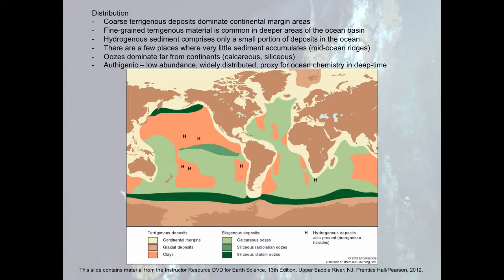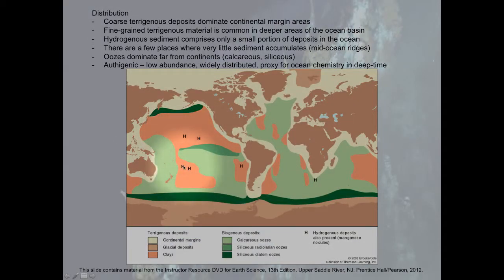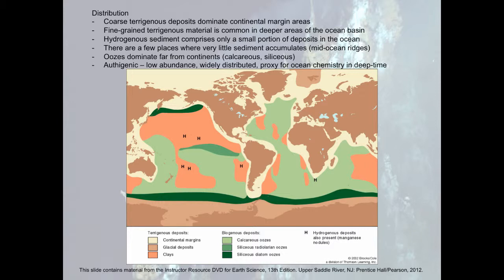Hydrogenous or authigenic sediments are only a really, really small percent. These H's indicate hydrogenous sediments. They really are ubiquitous around the ocean, but there are areas, due to ocean chemistry and physical processes, where they occur in a little bit higher abundance than they normally would. There are a few places where very little sediment accumulates. The only places that really are these environments are where there are really rapid ocean currents that are scouring, transporting and eroding sediments away, or the mid-ocean ridges where the crust is so young that sediment just hasn't had enough time to accumulate.